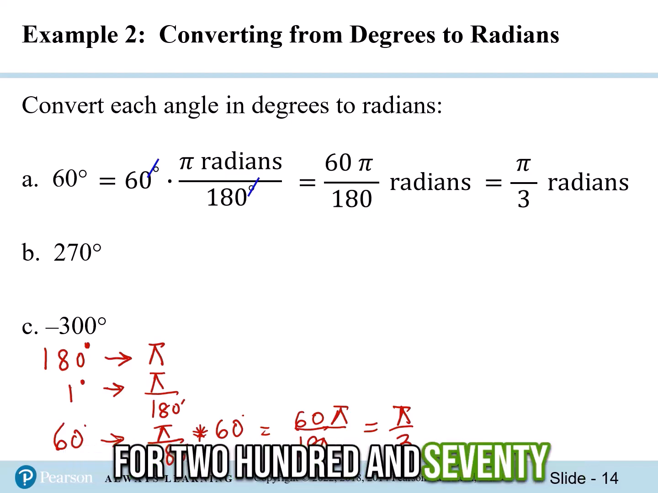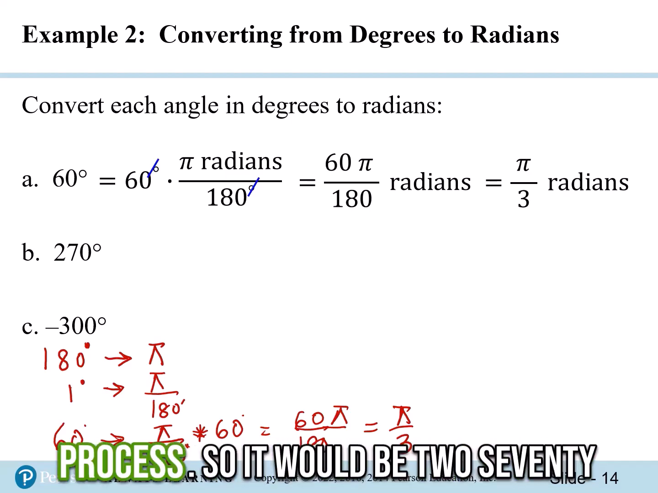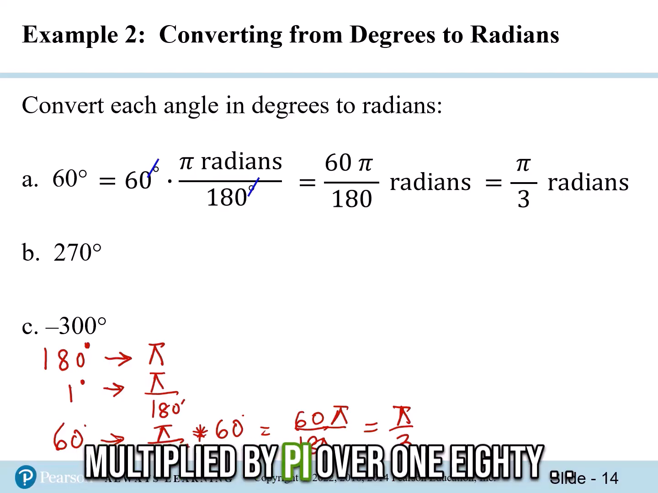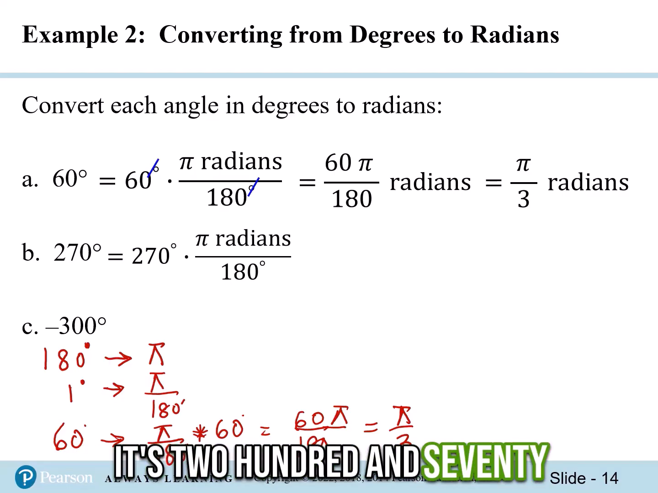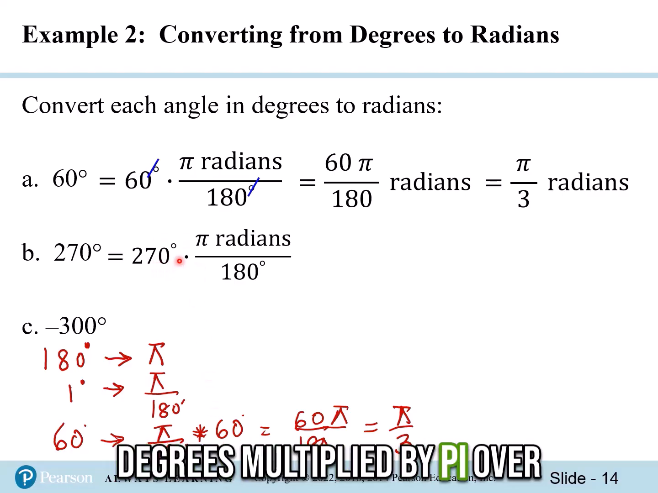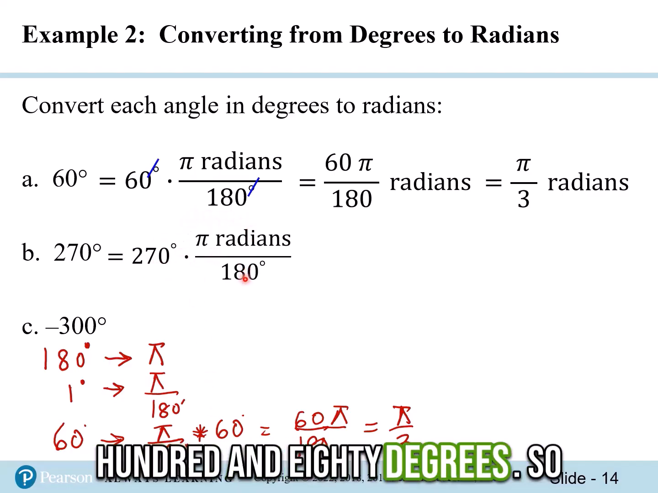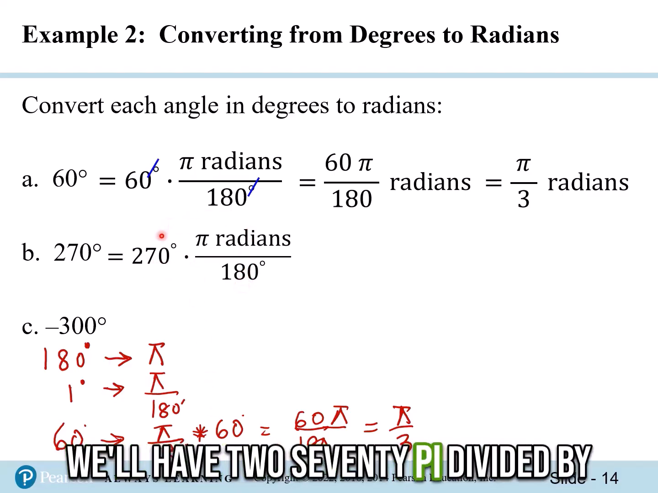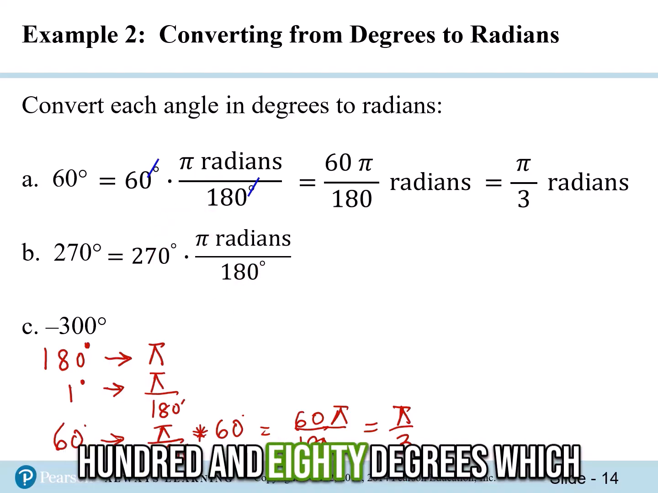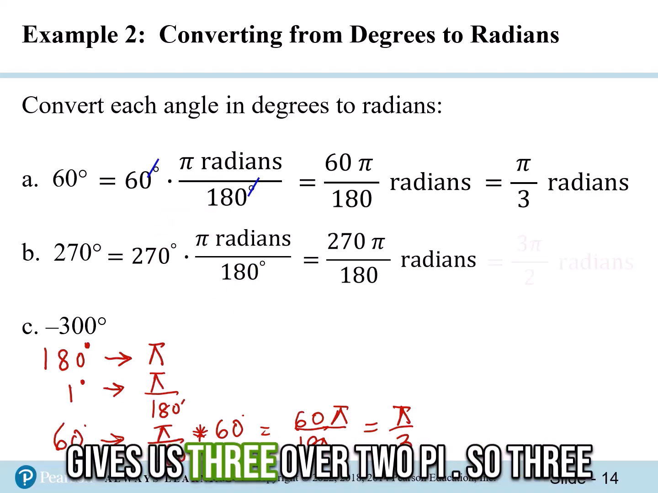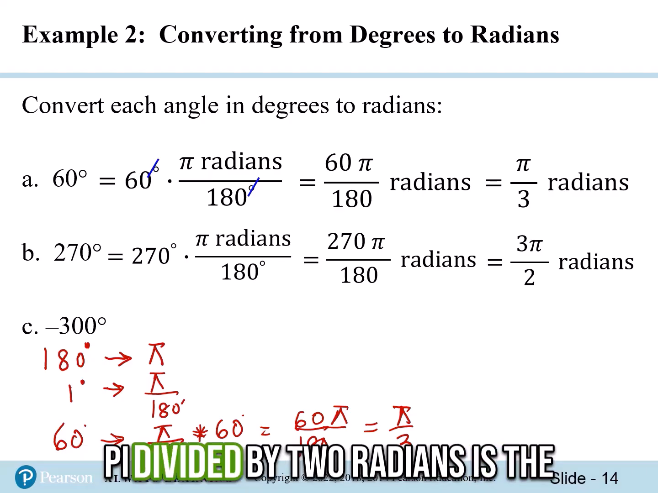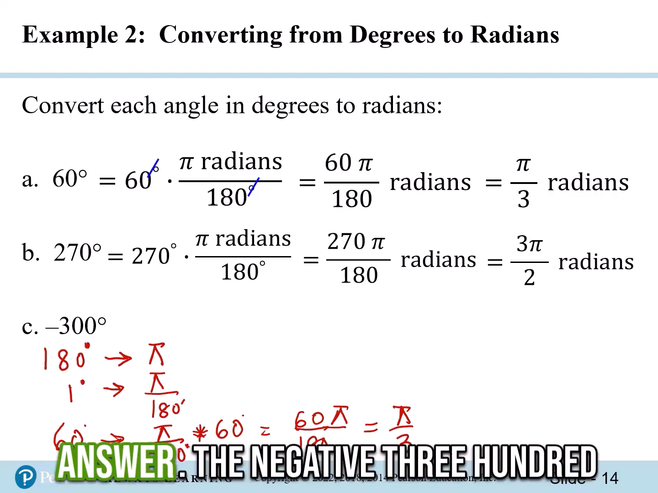For 270 degrees, they will follow the same process. So it would be 270 multiplied by pi over 180. It's 270 degrees multiplied by pi over 180 degrees. So we will have 270 pi divided by 180, which gives us 3 over 2 pi. So 3 pi divided by 2 radians is the answer.